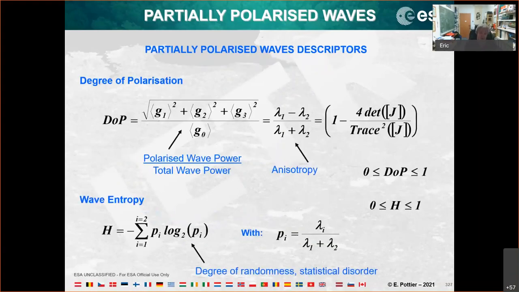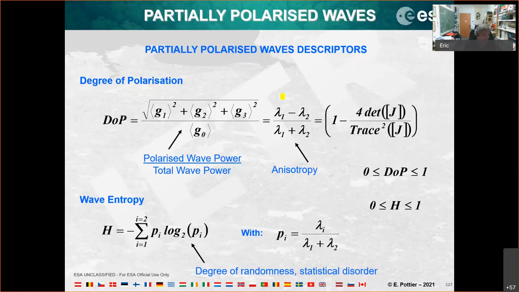So I can create what we call the degree of polarization. The degree of polarization was defined by people working in optics. It means how stable or changing the polarization of the wave is during the acquisition: a high degree of polarization or a very low degree of polarization. If I express this degree of polarization as a function of the eigenvalues, I find exactly the same expression as the anisotropy I presented to you yesterday. Conclusion: the degree of polarization is equivalent to anisotropy.